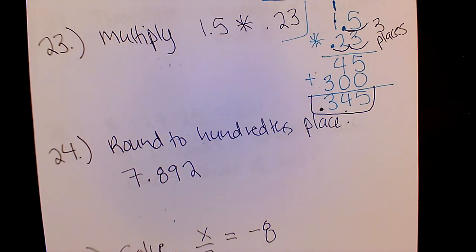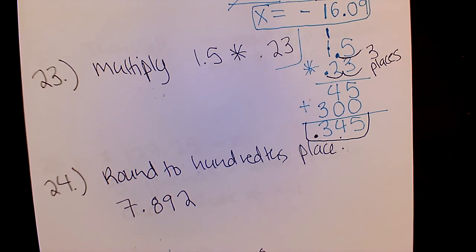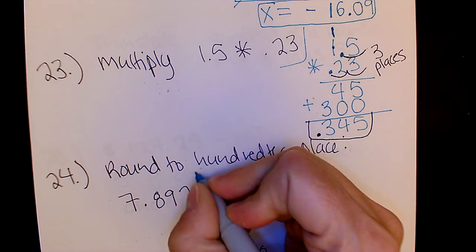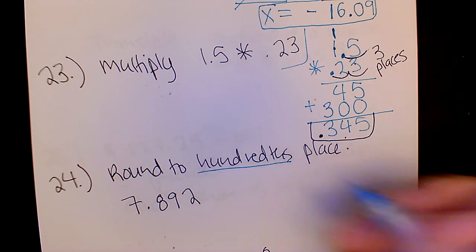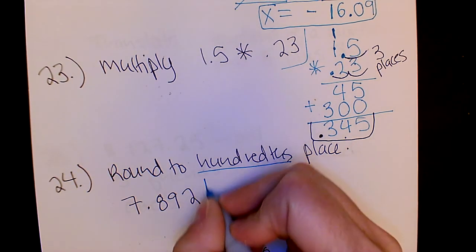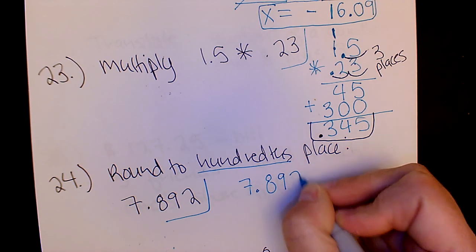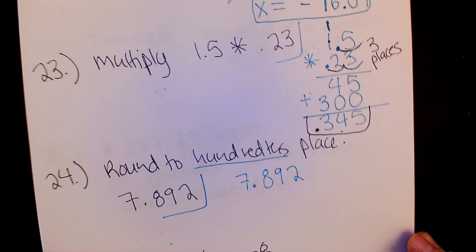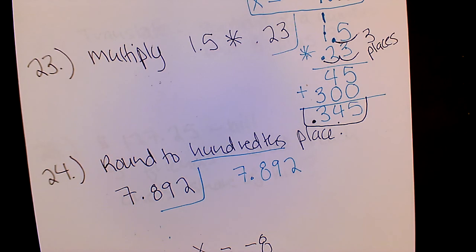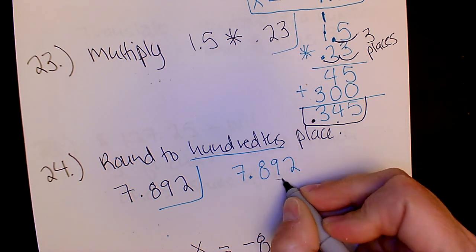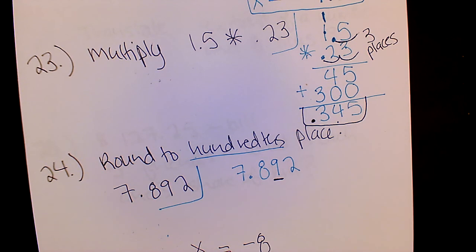So 24, we're going to round to the hundredths place. Okay. So who is sitting, again, we need the place value. Who's sitting in the hundredths place? So this is tenths. This is my hundredths place. It's 2 over to the right from the decimal.